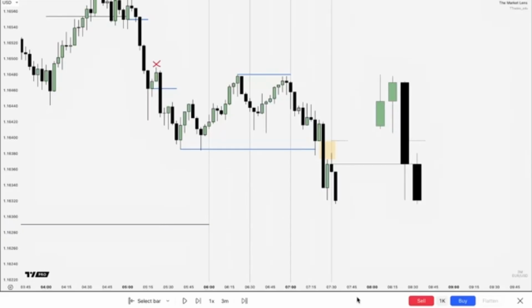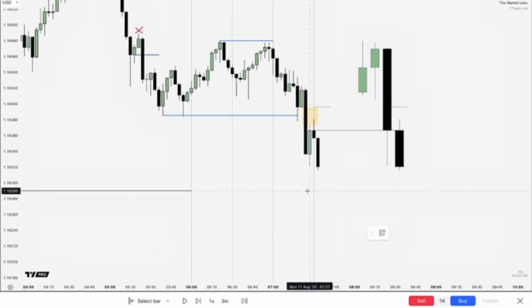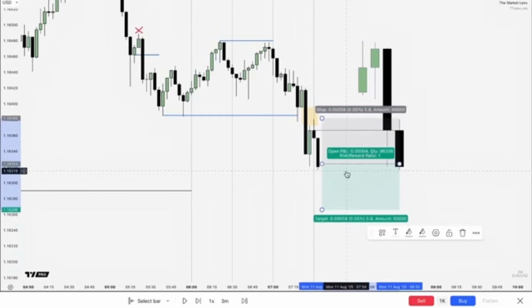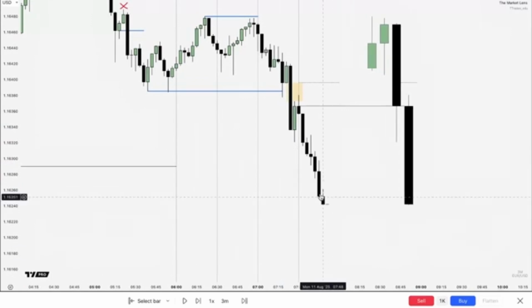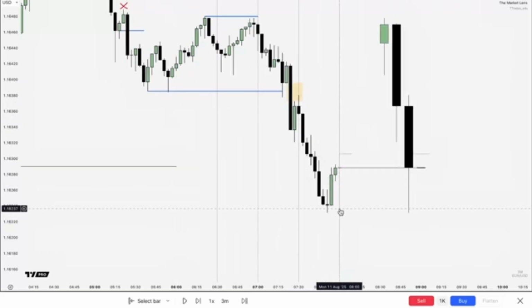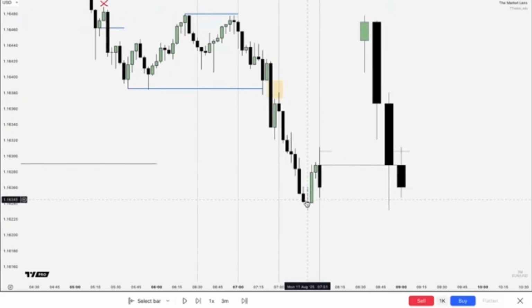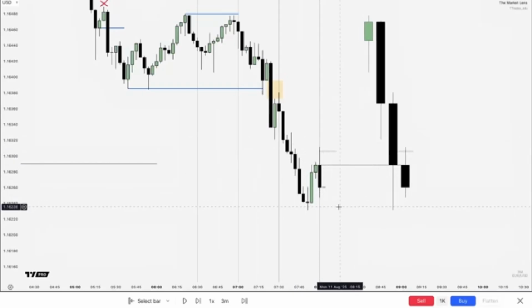That looks pretty good for a continuation lower. We get the closure below. This could be another continuation entry, but let's watch the phases of price here. You can see expansion, retracement, expansion. Now you can see we get a little bit of an aggressive move up, but it is met with an aggressive move lower.